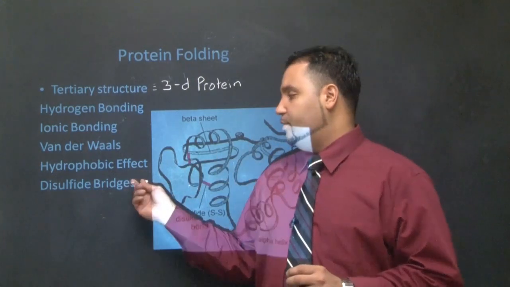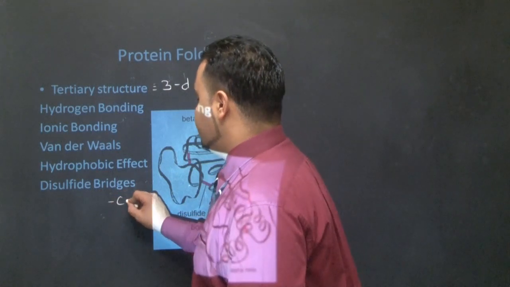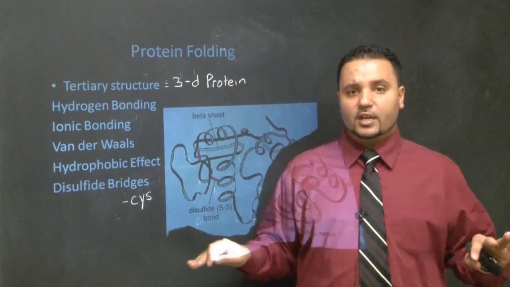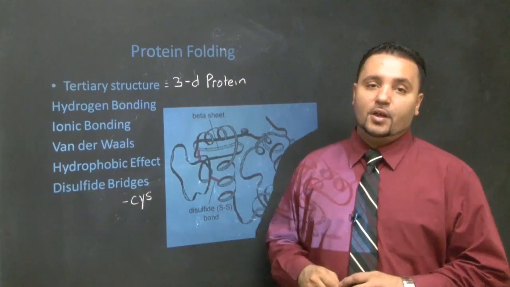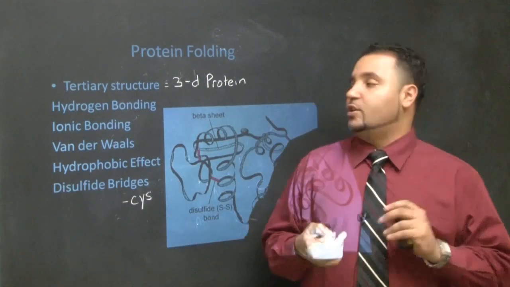There's other things that we use besides disulfide bridges. Right? By the way, disulfide bridges are found on cysteine. Only the amino acid cysteine can do disulfide bridges. Hydrogen bonding exists, and that's always very big, right? They're big in the secondary, and they're big in the tertiary.